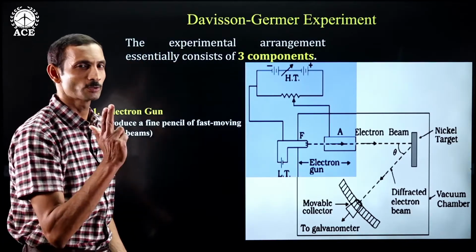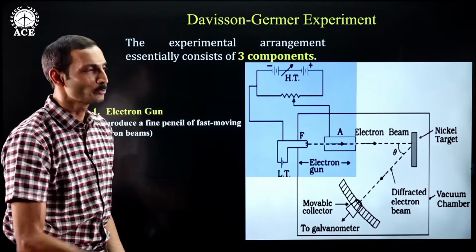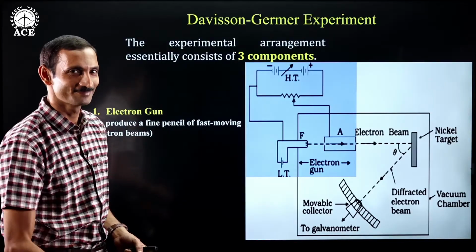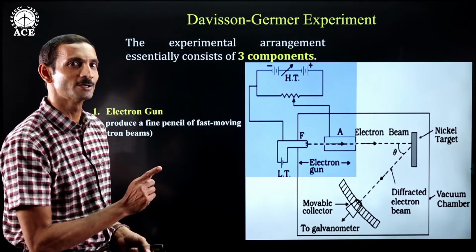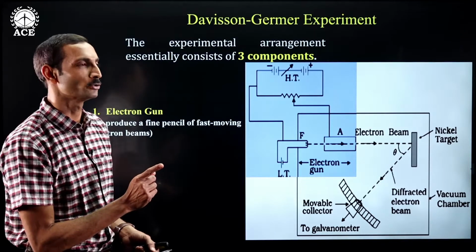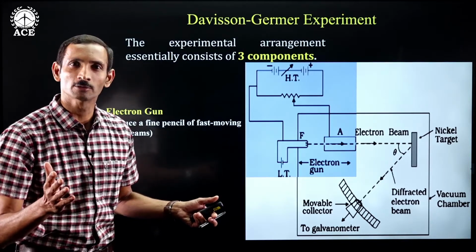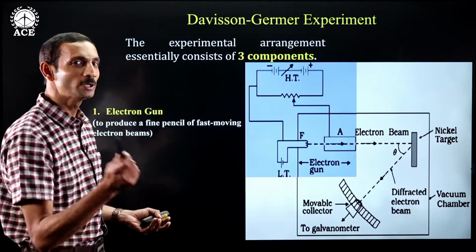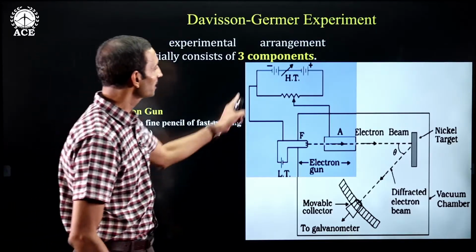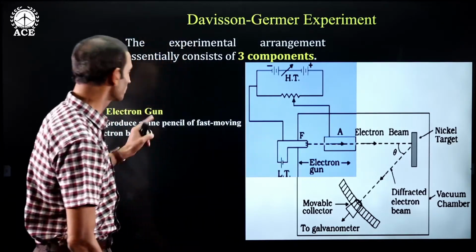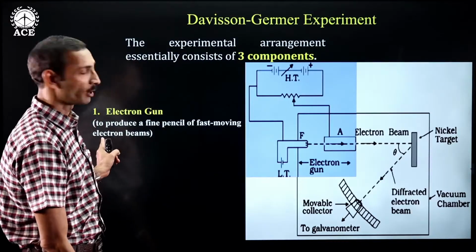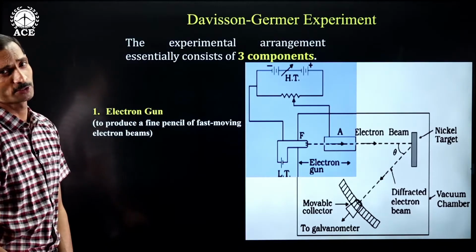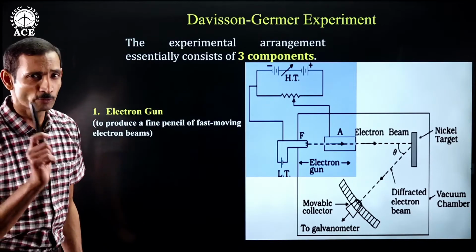We know guns fire bullets, right? Bullets come out from guns. But from an electron gun, what is going to come out? Electrons, you're right. So how are these electrons going to come out as bullets from the electron gun, just like the bullets from a machine gun we have seen in movies? This entire portion is what we call the electron gun. In fact, the objective of the electron gun is to produce a fine pencil of fast moving electron beams.